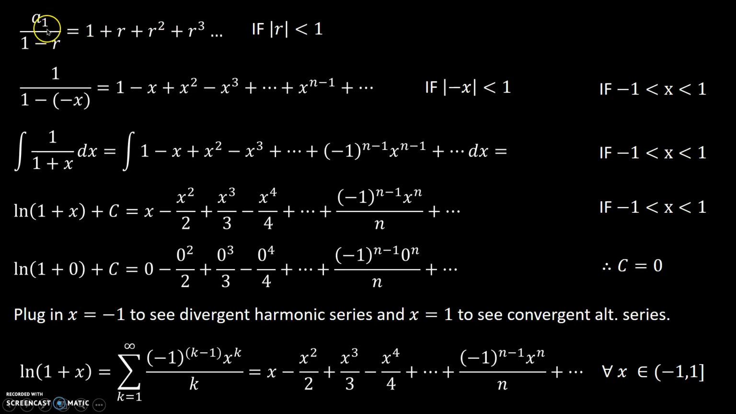We started out with geometric series, used a function of the form a1 over 1 minus r, integrated both sides, solved for c, getting 0. We plugged in x equals -1 and 1 to test whether the endpoints converged or did not. And we realized that we cannot include -1, but we will include 1 within the interval of convergence. So if you want to see that in more detail, watch the previous video.